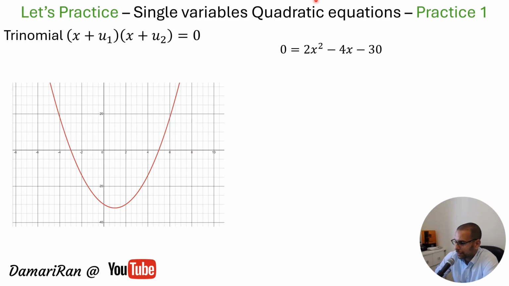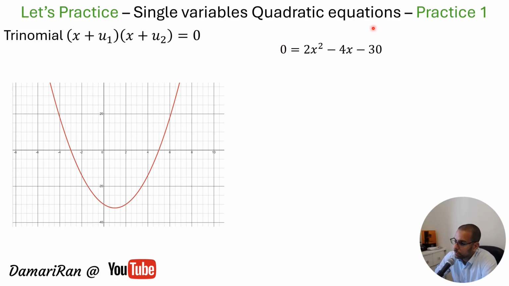We are in practice 1 on single variable quadratic equations. We're going to focus on the trinomial, which is this factoring right here: a factor right there and a factor right there. Their multiplication must be equal to 0. So let's start with a nice example.